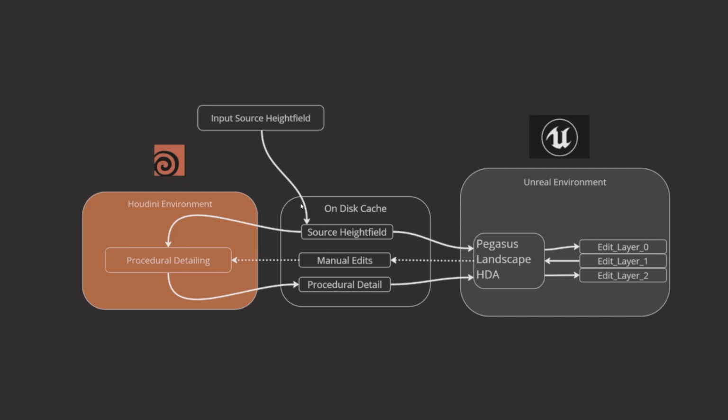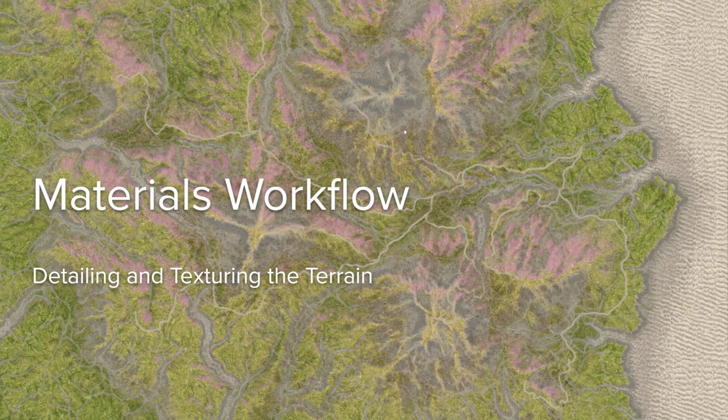So we have our incoming height field, which was our starting point. And then that goes for a procedural detailing phase and into Unreal. And any manual edits we make inside of Unreal go back to the Houdini environment so that the procedural detail can then be aware of it. And it's this iterative feedback loop that ensures you've always got the latest state in both programs. So that's how we supported multiple users and also had that non-destructive workflow and that bidirectional relationship. So that was all the dry stuff out of the way.